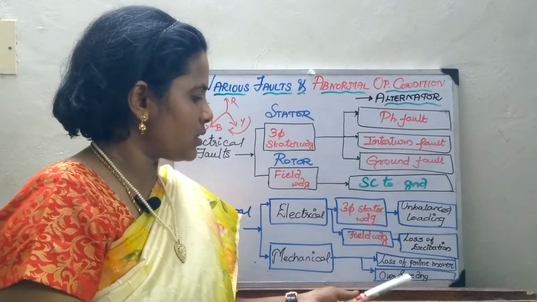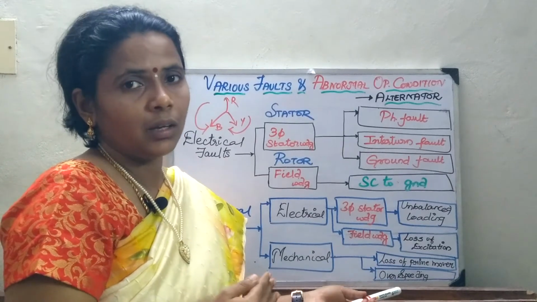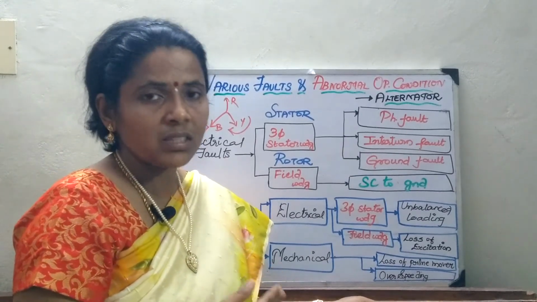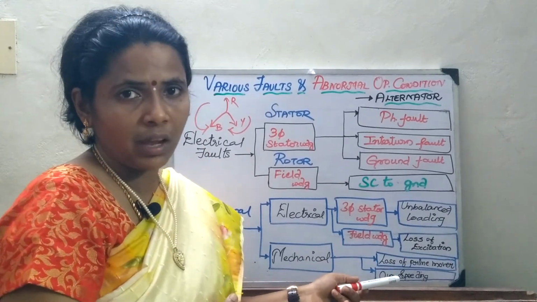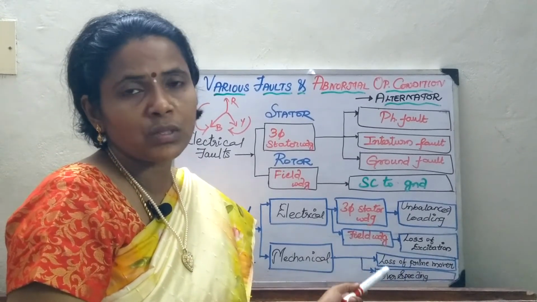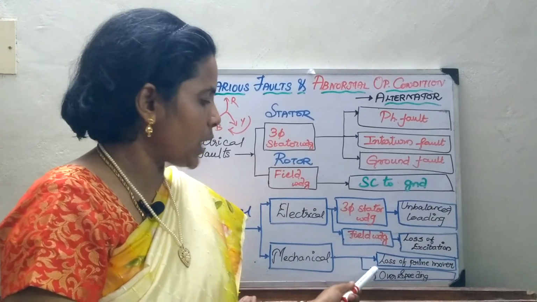So, comparing this with the generator circuit, whenever the load is reduced, the overspeeding can lead to dangerously high speeds. In that case, you should use the speed governor mechanism to tackle it.